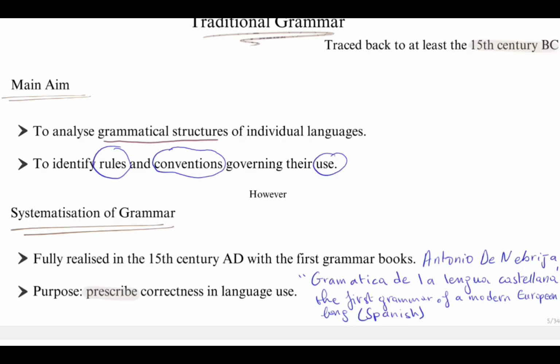However, when talking of this systematization of grammar, it was actually fully realized in the 15th century AD with the first grammar book, that of Antonio de Nebrija, Gramática de la Lengua Castellana, which was the first grammar of a modern European language, that is, Spanish. And the purpose was, of course, to do what? To prescribe correctness in language use.